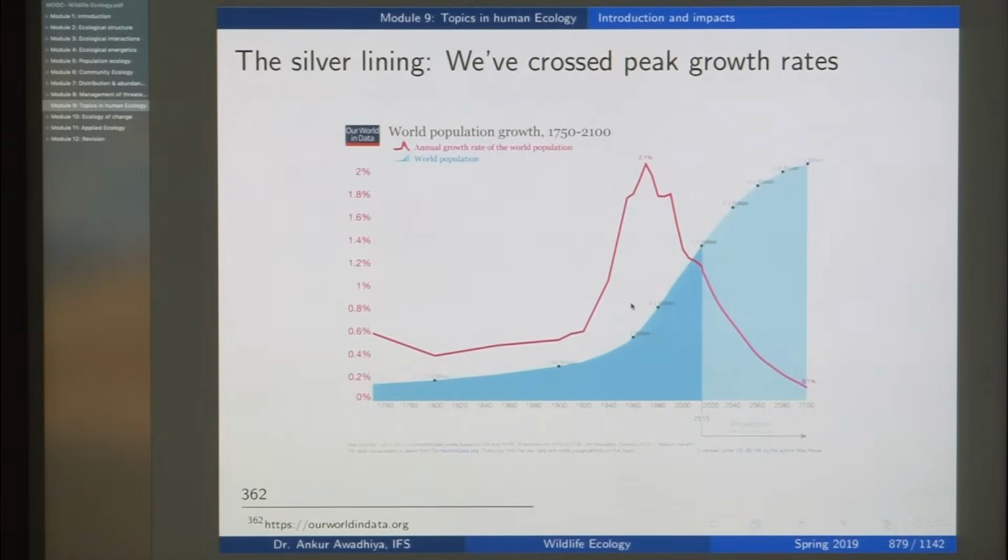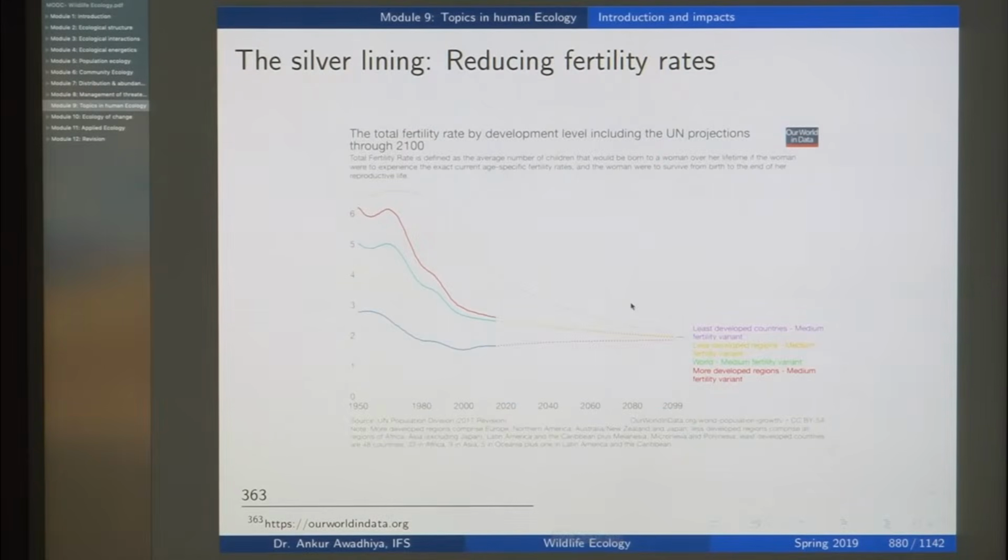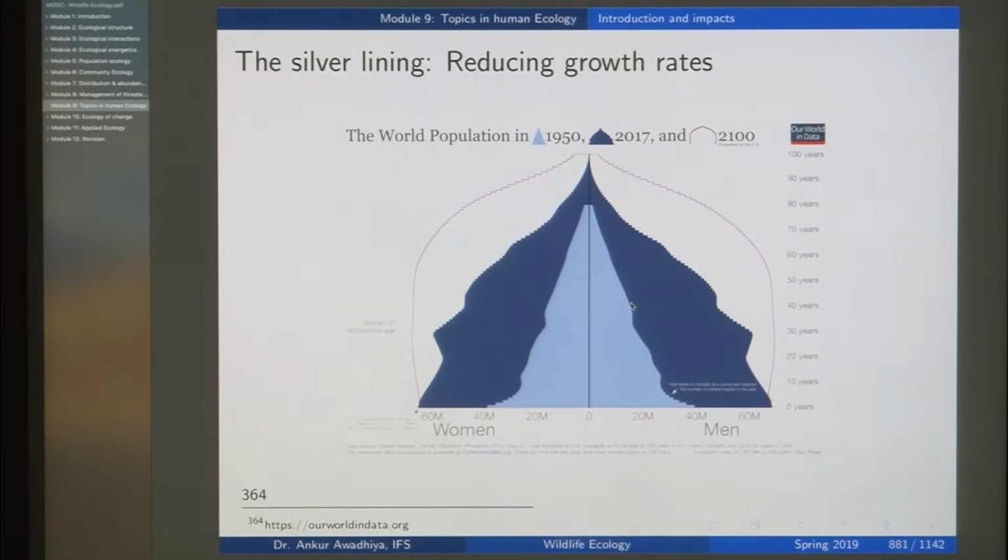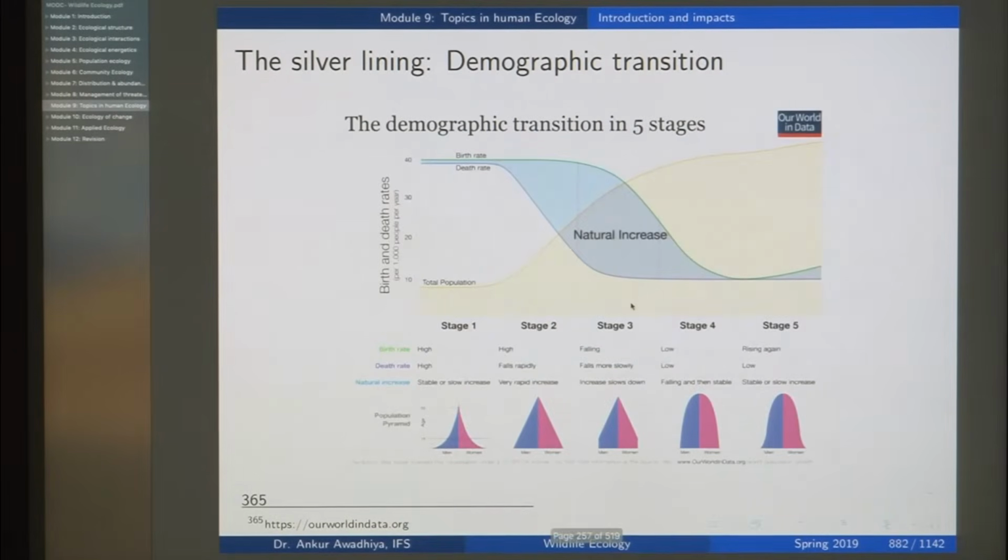Even in the case of our population growth, we have crossed the peak growth rate, and so now our growth rate is much lower than what we had in the 1960s, and so the population is now reaching a steady state. The fertility rates are reducing, and our population is now becoming more and more stable with time. And then we looked at the demographic transition, the 5 different stages that happen, and these days we are entering an era where we will be having low birth rates and low death rates.